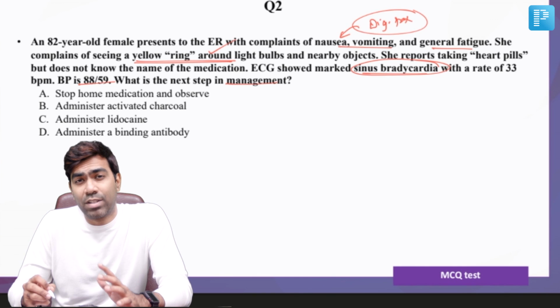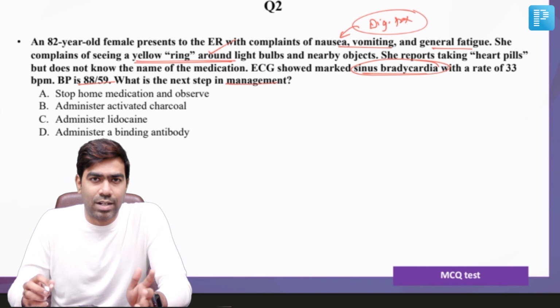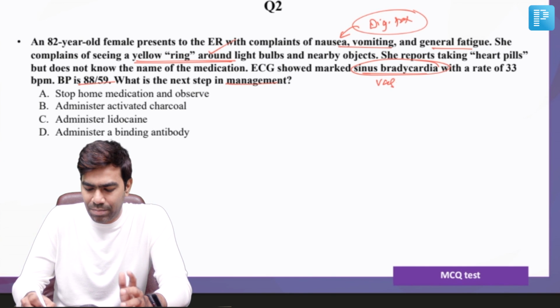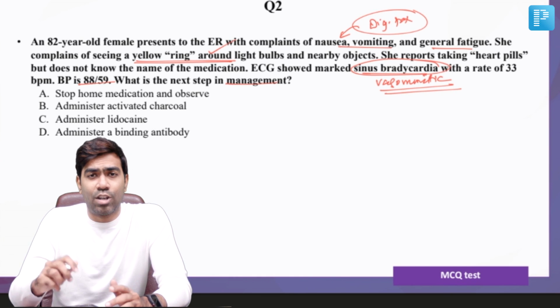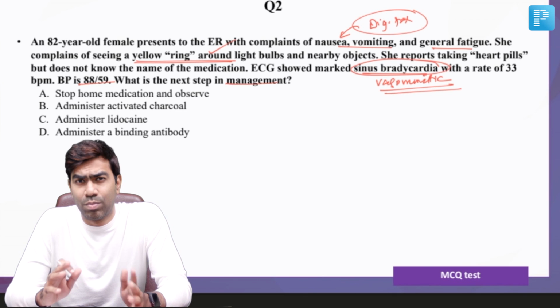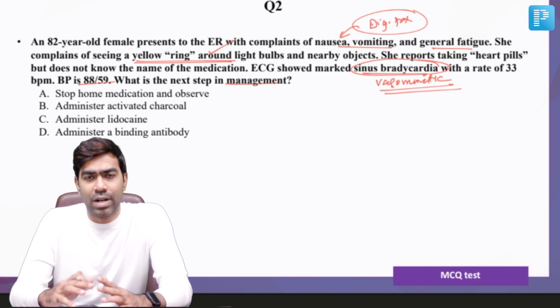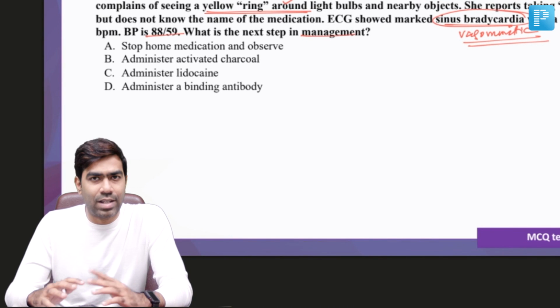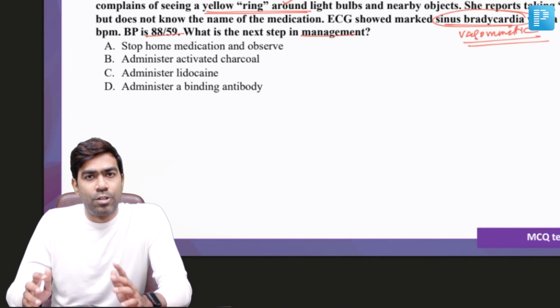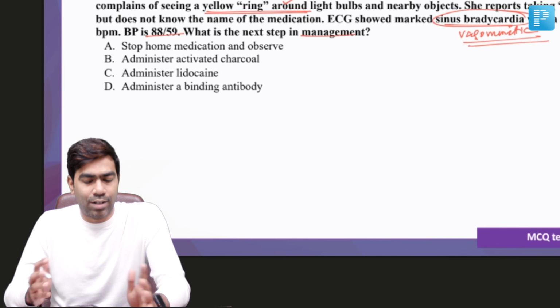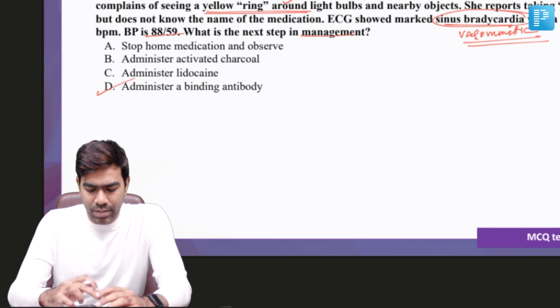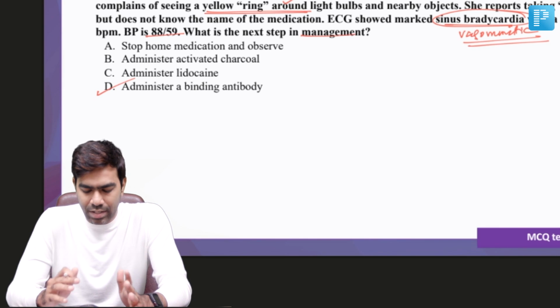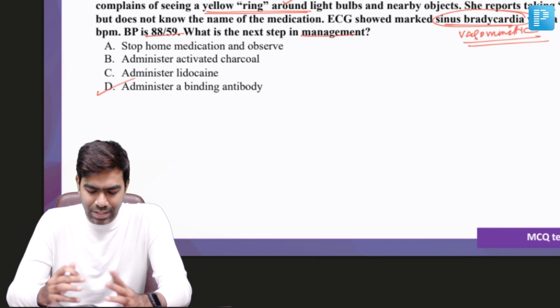In fact, bradyarrhythmia is one of the commonest complications of digitalis toxicity because digitalis has a vagomimetic effect and it can produce a variety of AV blocks. Generally, it doesn't produce Mobitz type 2. In fact, it can produce any bradyarrhythmia and any AV block except Mobitz type 2. So this patient is having a sinus bradycardia. So you need to treat accordingly, and the appropriate treatment in this situation is going to be administering a binding antibody that is called digibind.